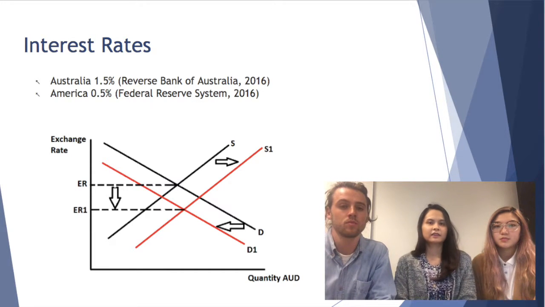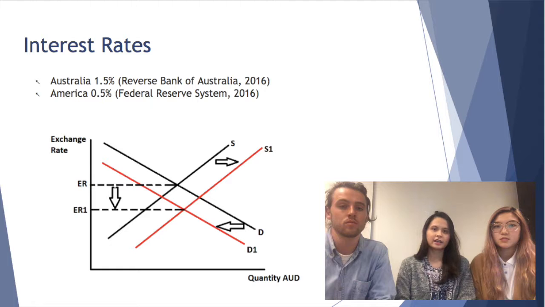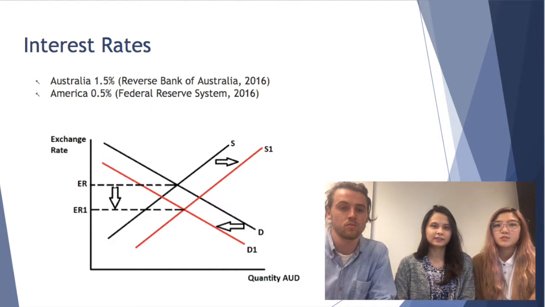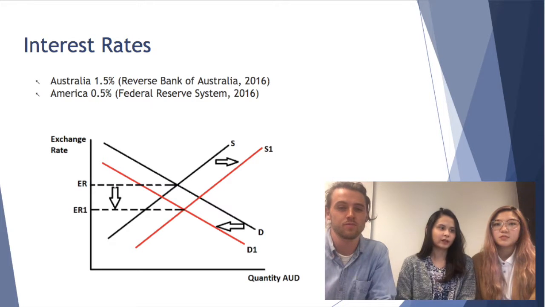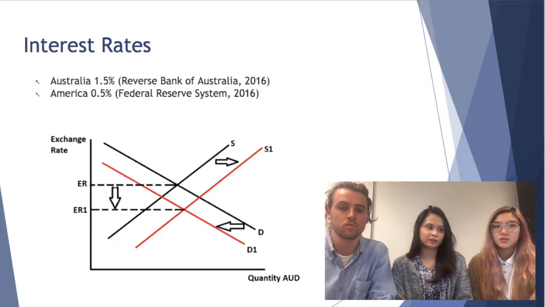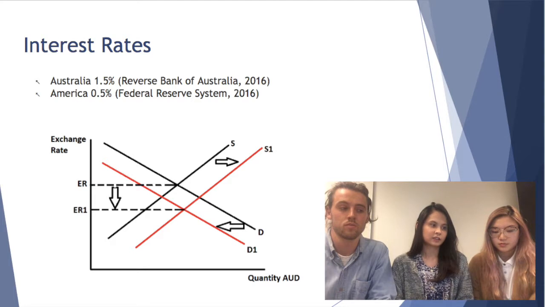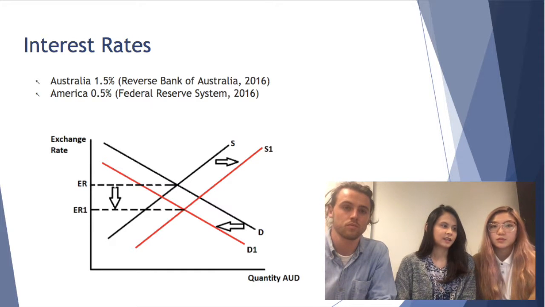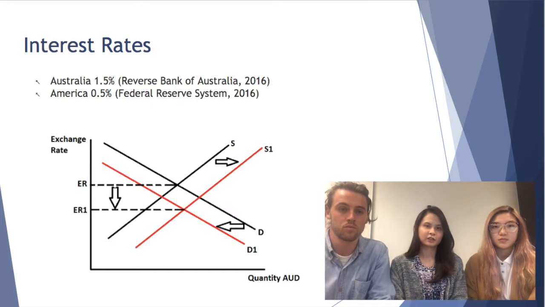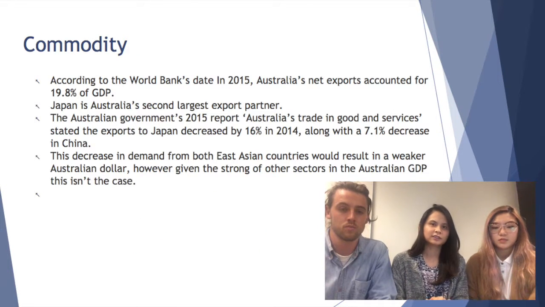The fact that the inflation rate and interest rate in Australia are higher than those in America leads to an increase in import and decrease in export, which will result in a shift of the supply curve to the right and a decrease in demand for Australian dollars. This will decrease the exchange rate and make the Australian dollar depreciate against the American dollar.